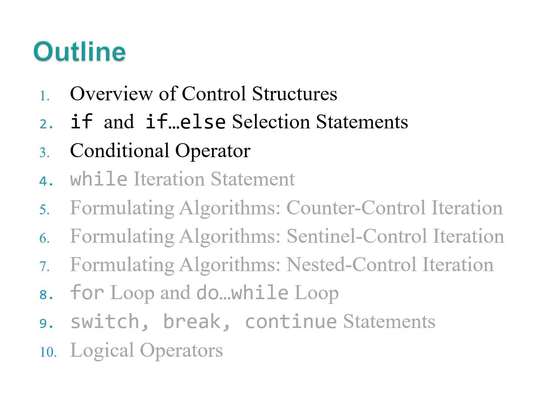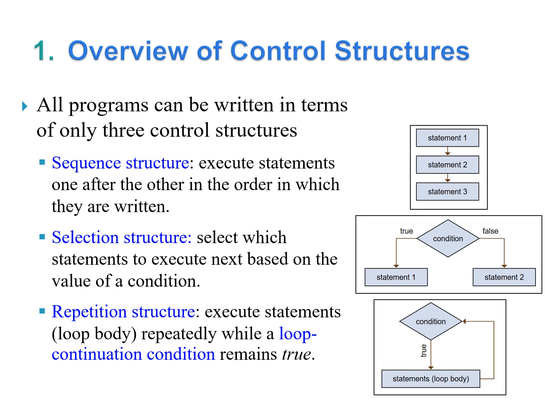In the first part of control structures in Java, I will cover three sections, including overview of control structures, if and if-else selection statements, and conditional operator. There will be 7 more sections, which will be covered in the subsequent parts of control structures in Java. Let's start with an overview of control structures.